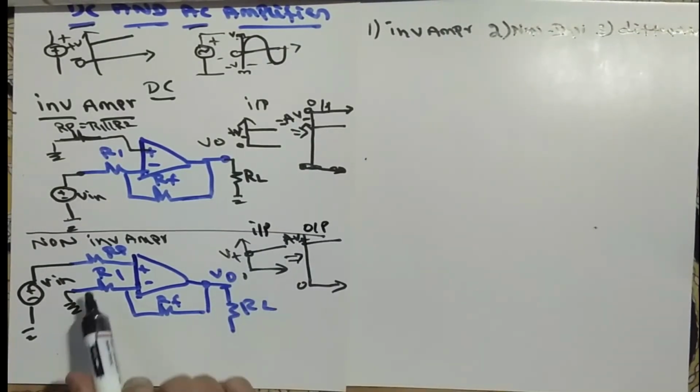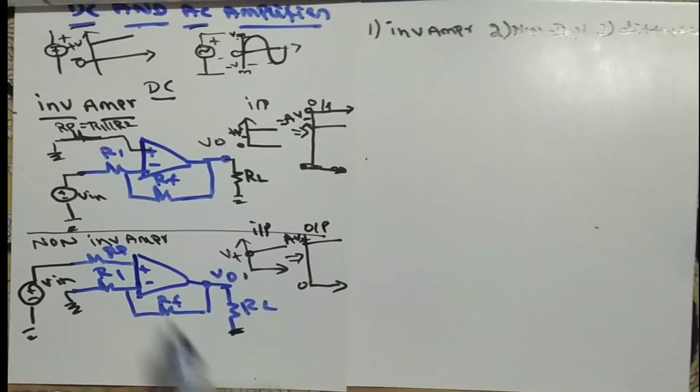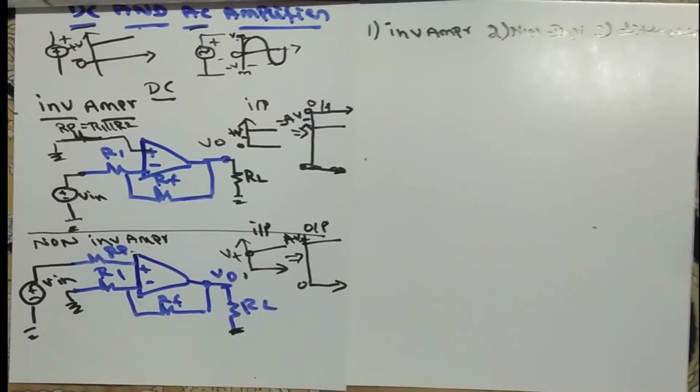So here what is the R1, RF value? Already you know that RP value is nothing but the parallel of this. This is our DC amplifier for the non-inverting.